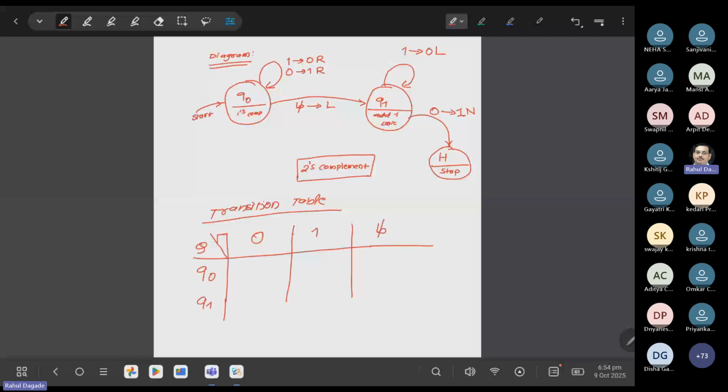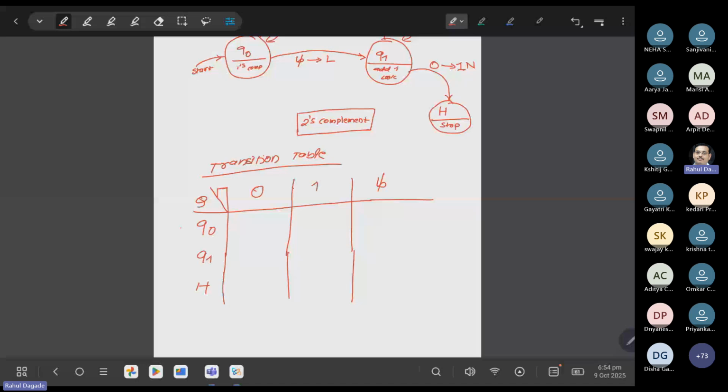So what is Q0 doing? Q0 is doing 1's complement. What is Q1 doing? It is add 1. So these distinct states are there because it cannot be done by one state. That is, Q0 cannot do both. It cannot do one's complement and at the same time add 1 to it. So we need two states.